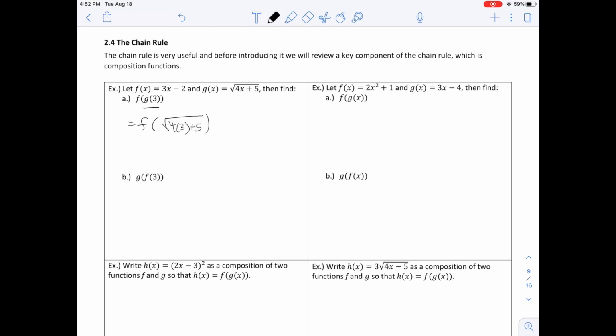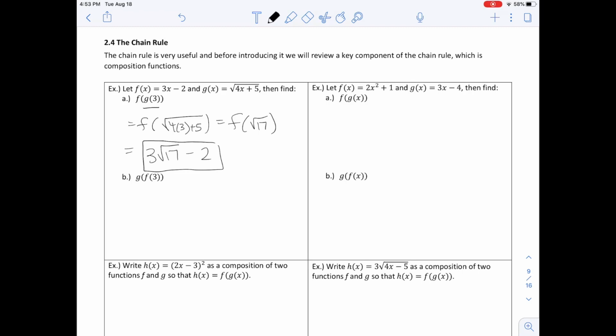Working this out, we have 4 times 3, which is 12, plus 5, which is 17. So now we have to find f of the square root of 17. Substituting this into our f function, we have 3 times the square root of 17 minus 2.